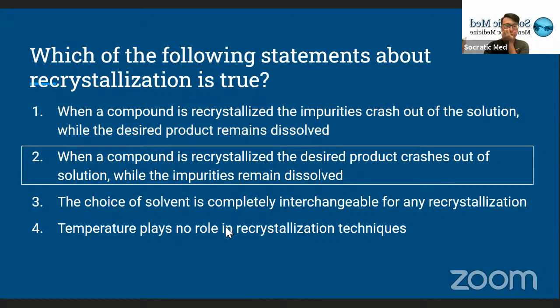Choice C, so the solvent is not completely interchangeable. Like I said, you need a solvent that only allows the product to be soluble at high temperatures. And then temperature is obviously, it plays a role in recrystallization. Any questions on this problem?